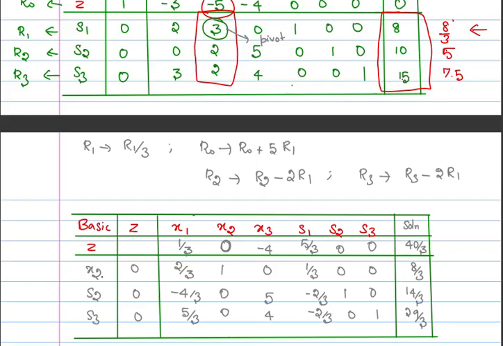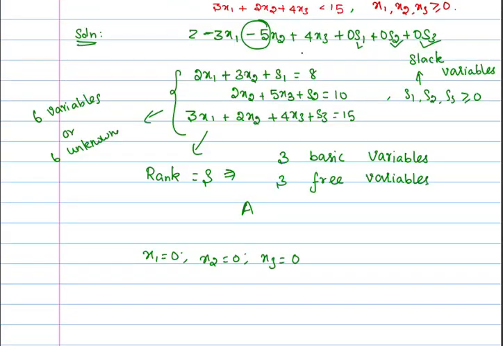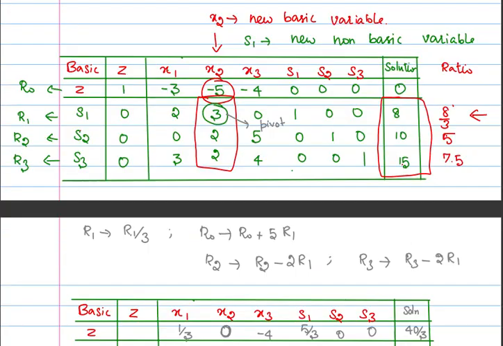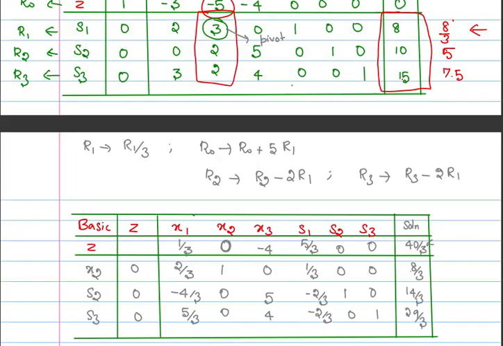So clearly, the X2 value is 8 divided by 3, S2 is 14 divided by 3, and S3 is 29 divided by 3. If you apply the Z value, X2 is 8 by 3, which means 40 divided by 3, X1 is 0, X3 is 0. So you will get the Z value as 14 divided by 3.